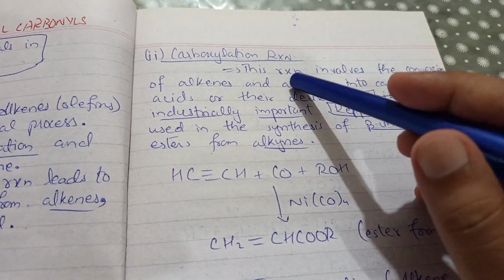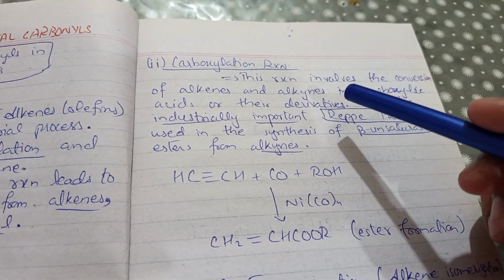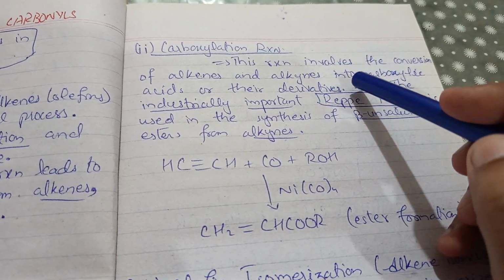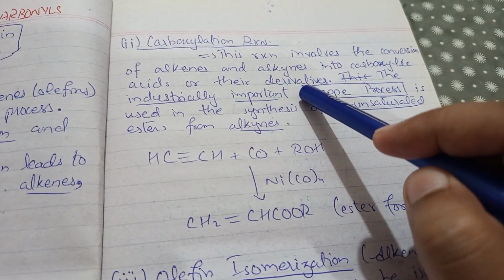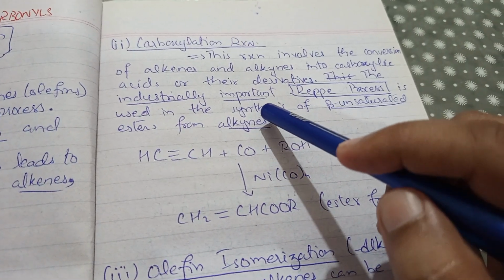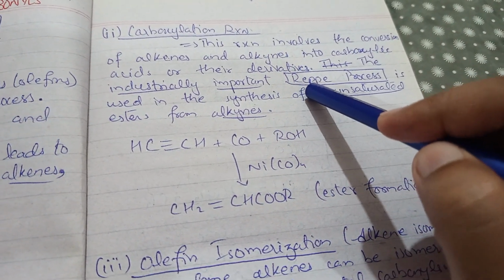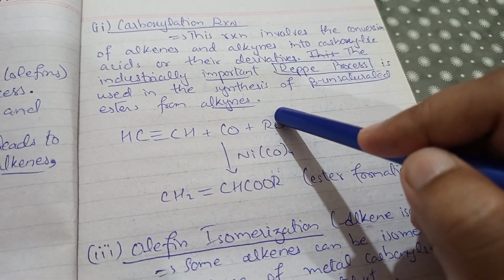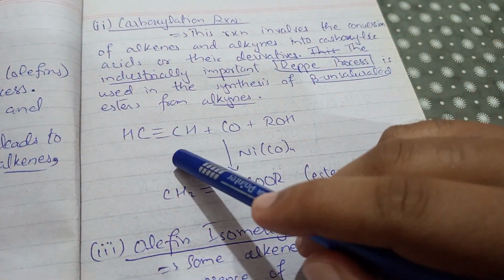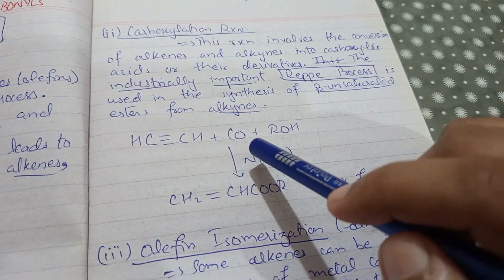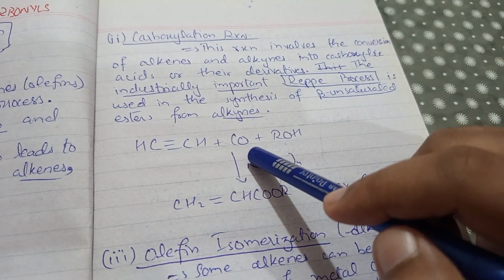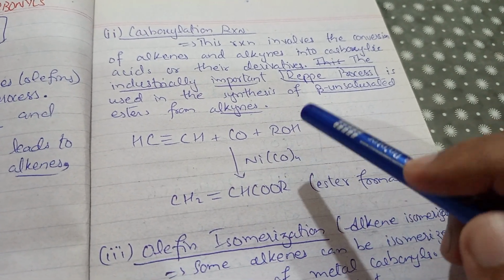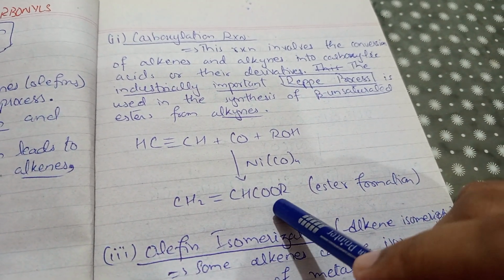Next we have carboxylation reaction. This reaction involves the conversion of alkenes and alkynes into carboxylic acids or their derivatives. The industrially important process is used in the synthesis of beta unsaturated esters from alkynes. So here you can see that alkyne on reaction with CO and ROH in the presence of Ni(CO)4, ester formation takes place.